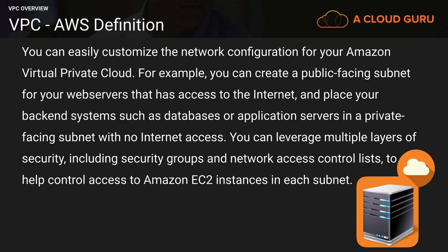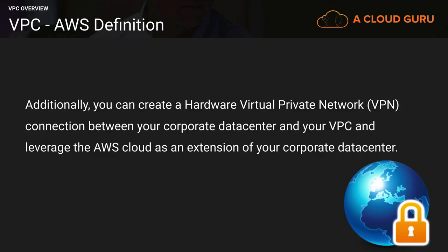You can easily customize the network configuration for your VPC. For example, you can create public-facing subnets for your web servers that have access to the internet, and place your backend systems such as databases or application servers in a private-facing subnet with no internet access. And that's exactly what we're going to do with our cloud HSM devices. And you can then leverage multiple layers of security, including security groups and network access control lists, or NACLs, to help you control access to your EC2 instances in each subnet. Additionally, you can create a hardware VPN network connection between your corporate data center and your VPC and leverage the AWS cloud as an extension of your corporate data center.